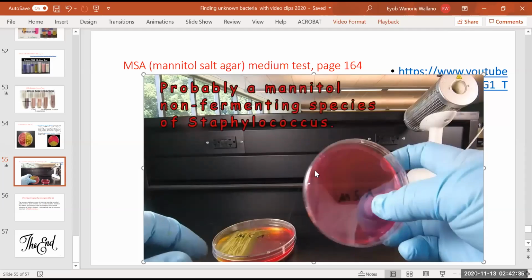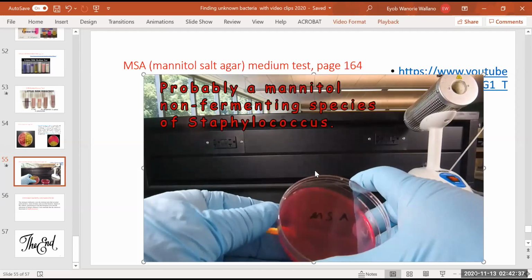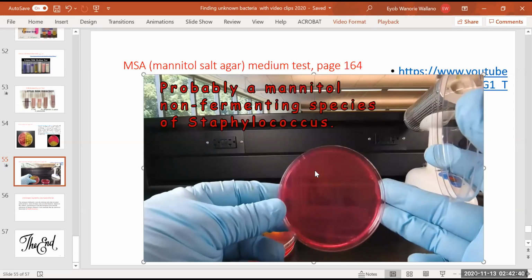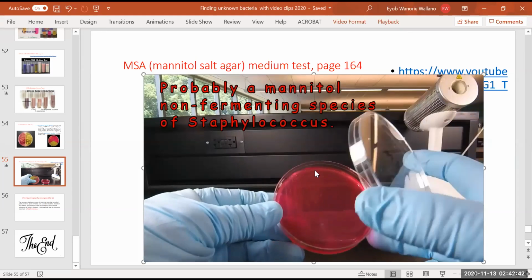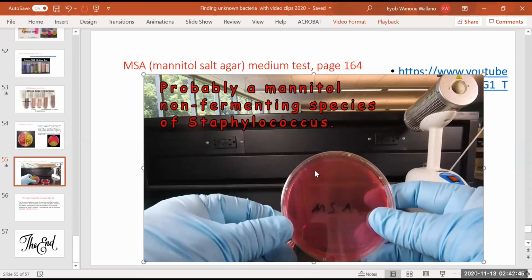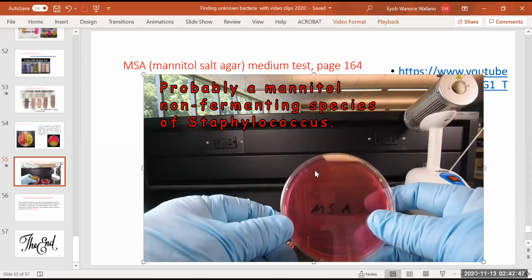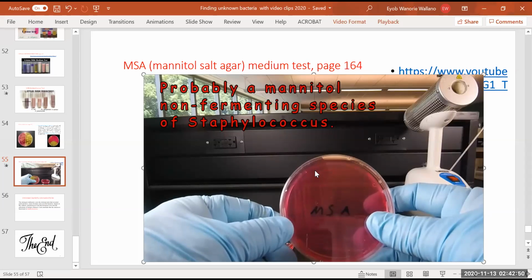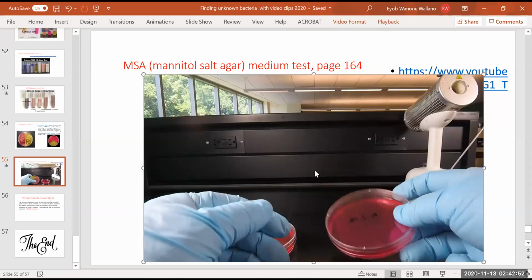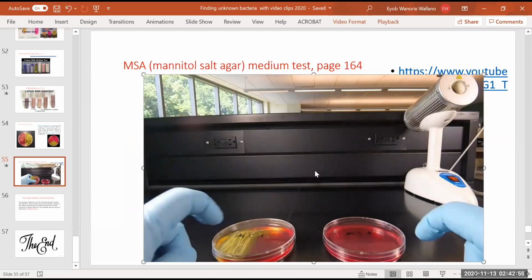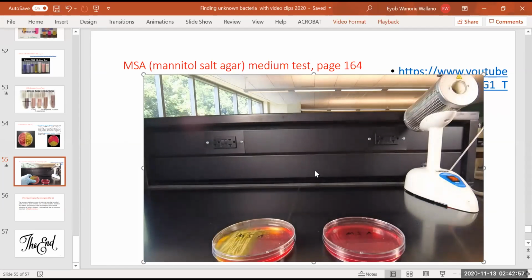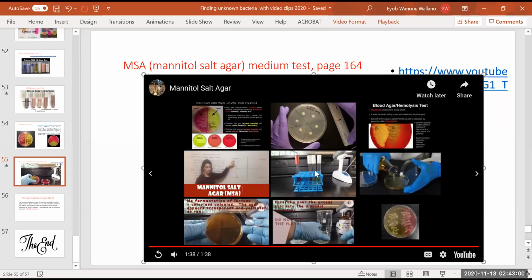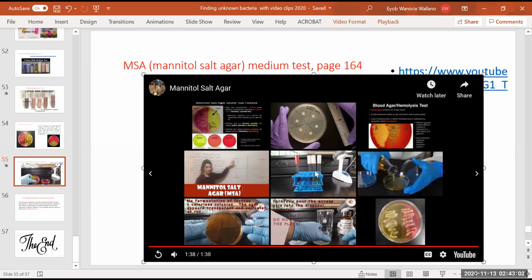The organism on the right is also growing on the mannitol salt agar, indicating it's probably a Staphylococcus, but it's not fermenting mannitol. No acids produced, and the phenol red remains red. So the organism on the left ferments mannitol, the organism on the right does not ferment mannitol. It grows on this medium because it tolerates salt, so it is a salt-loving type of bacteria, Staphylococcus.